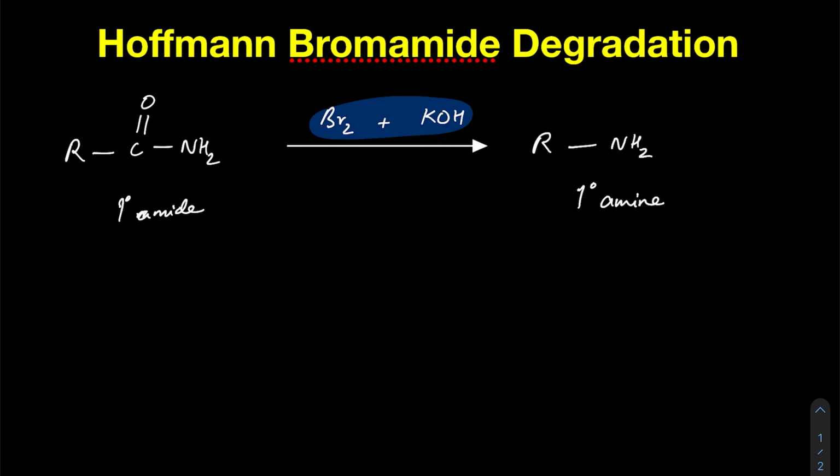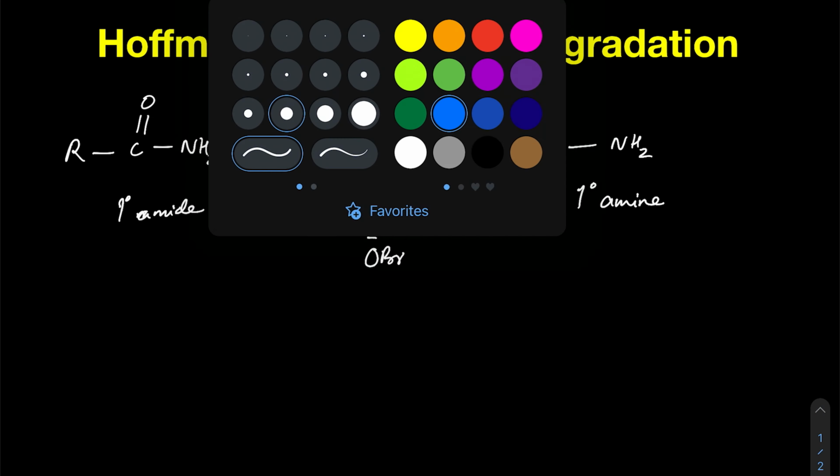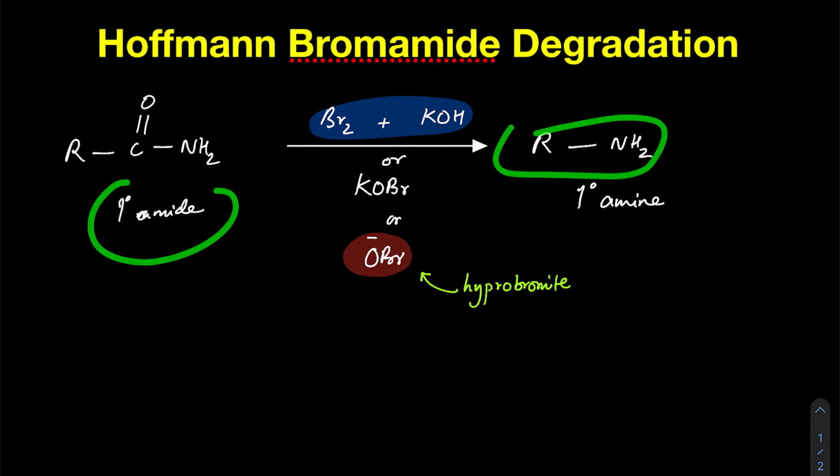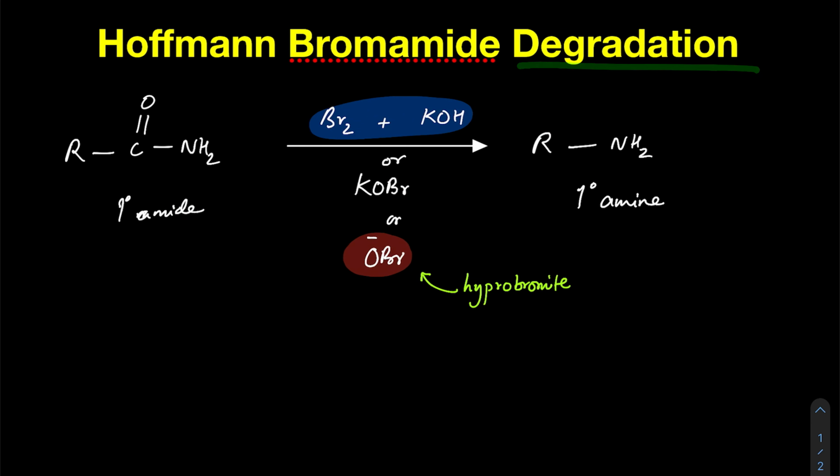Now these reagents, which are bromine and KOH, can also be written as KOBr in some questions. Instead of KOBr, it can also be written as OBr minus. OBr minus is called a hypobromite ion. So basically we are converting an amide to an amine containing 1 carbon less. As you can see, the number of carbons will be 1 less than the original amide. That is why the name is degradation. In some cases we can also call it a step down reaction. Step down reaction means when the number of carbons becomes 1 less.